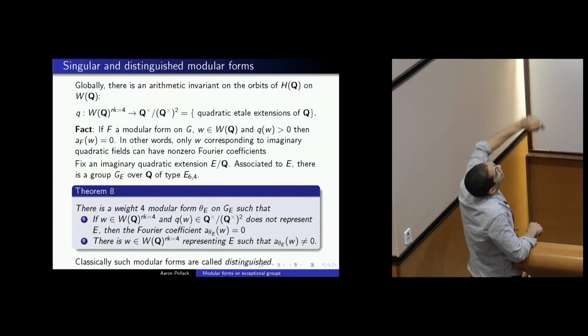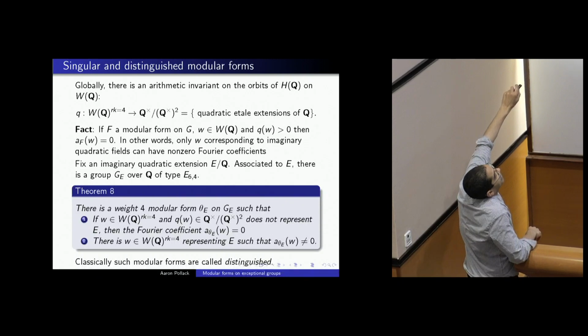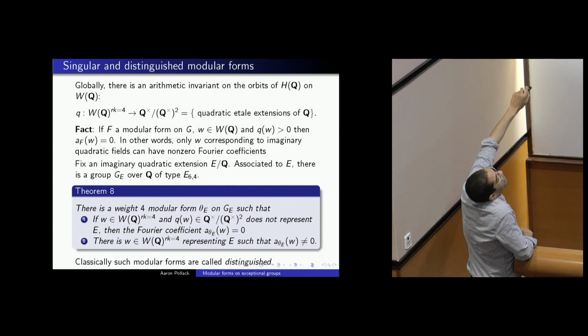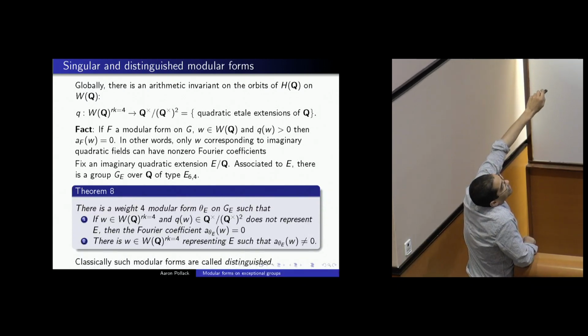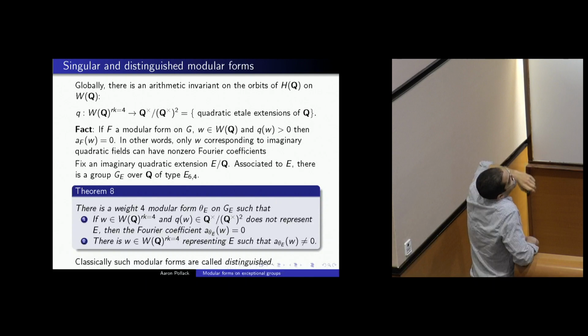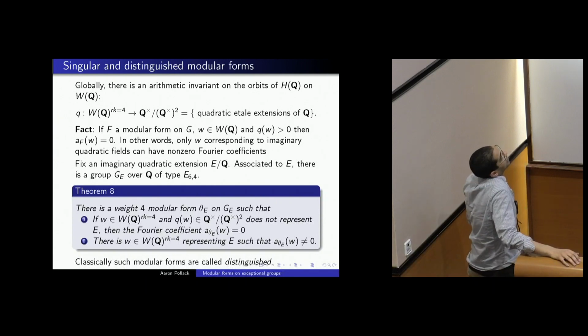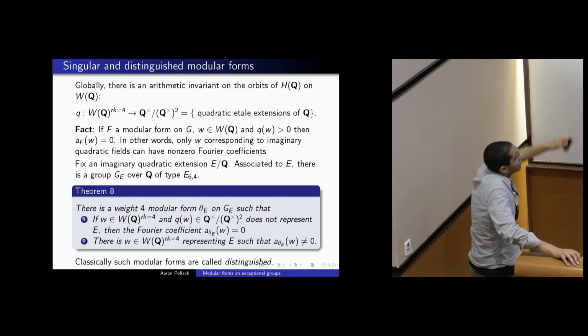Okay. And so if you take all the rank 4 things and apply the quartic form, you get a map into Q cross mod Q cross squared. And so you can think of that as the quadratic Étale extensions of Q. And so a fact is the following.